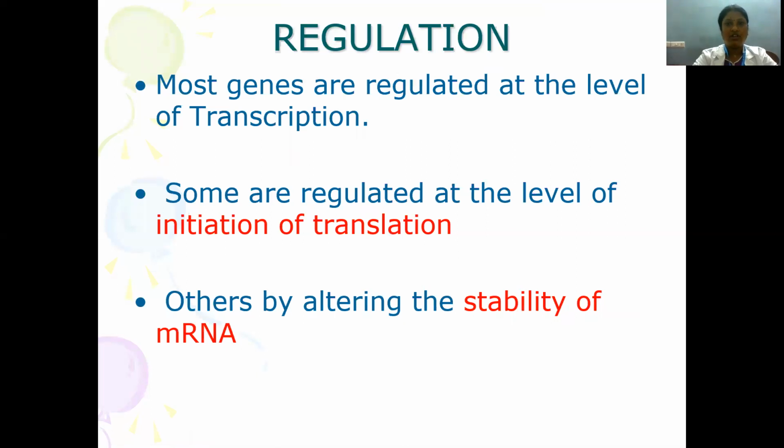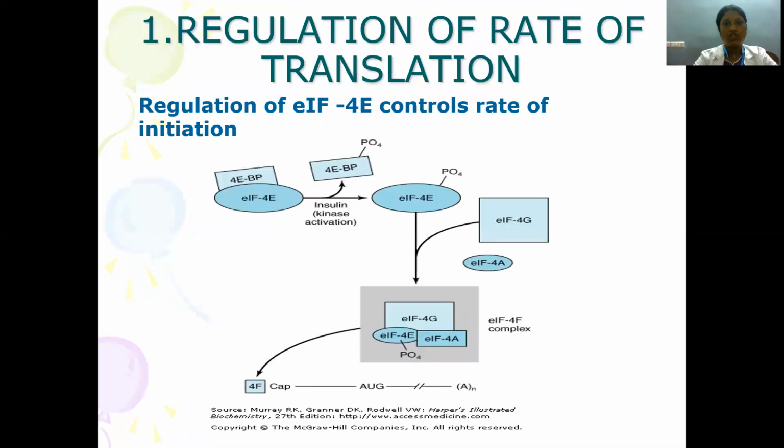Regulation of translation. Most genes are regulated at the level of transcription itself, but some are regulated at the level of initiation of translation, and others by altering the stability of mRNA. So, regulation of the rate of translation. Here the initiation is regulated by eukaryotic initiation factor 4E, which controls the rate of initiation. So, initiation factor 4E and 4E binding protein.